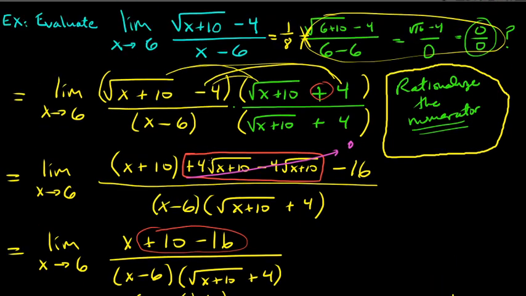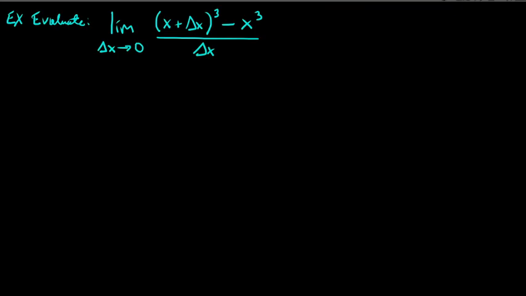I think I'll do one more, because you might see this in the homework. Okay, so we want to evaluate the following limit. The limit, as delta x approaches 0, where this is a Greek letter delta, of the function x plus delta x quantity cubed minus x cubed, all over delta x.